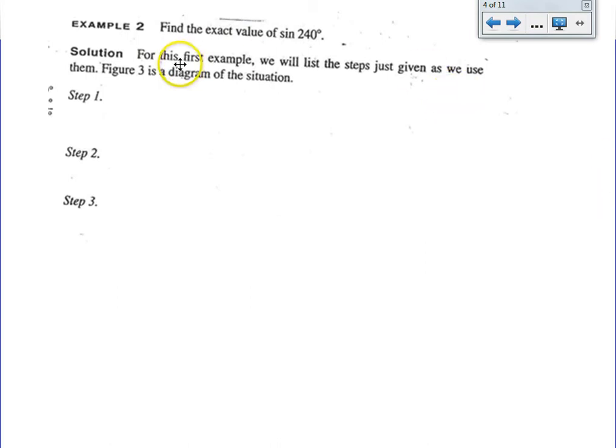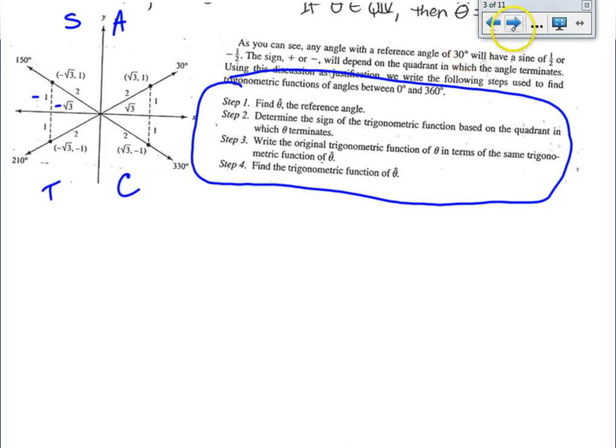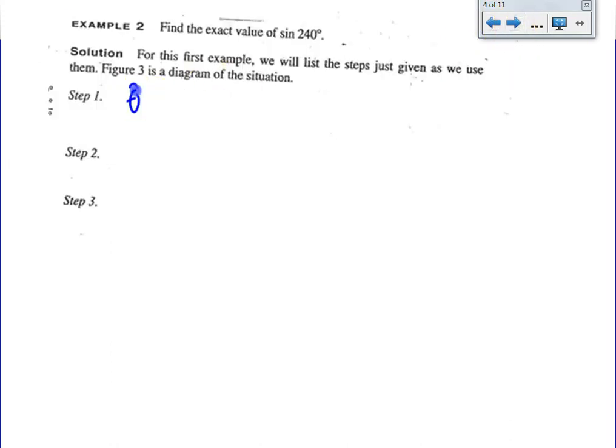But let's look. So our first example is sine of 240. So step 1, if you go back to your steps, said find the reference angle. So its reference angle, and you could draw yourself a little picture. 240 is down here. So it would be 240 minus the 180 is 60 degrees.